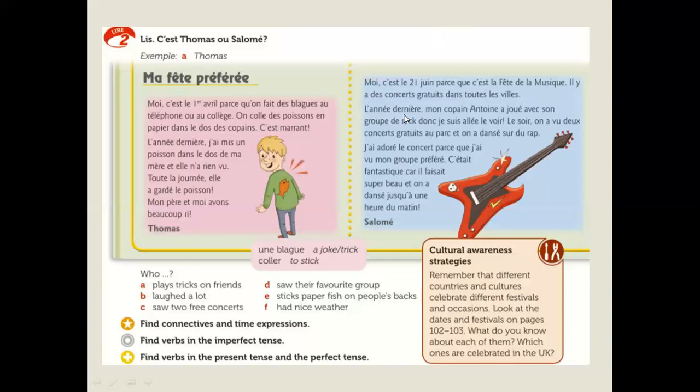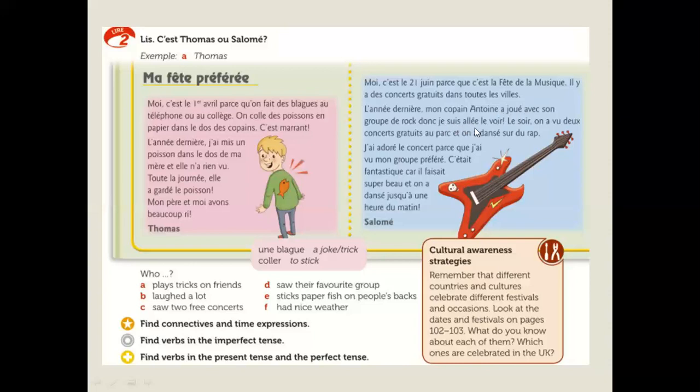Then Salome used l'année dernière, last year. So here you can predict that it's going to be in the past tense. And it is in the past tense. You can see a joué, that's the perfect tense. Has played. Always the auxiliary verb, either avoir or être, followed by the past participle. The past participle of jouer is é because it's a regular ER verb. And jouer is not a Mrs. Van der Tramp verb, so obviously we use avoir.